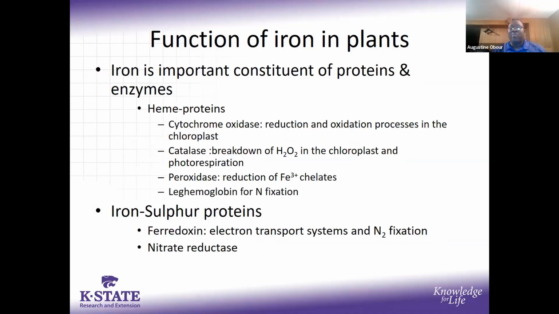Iron is also very important in many proteins and enzymes that we find in the plant. For instance, we have cytochrome oxidase, of which some of the constituents are coming from iron. We have peroxidase, and iron chelate reductase that helps in reduction of iron, where iron plays a very important role. Then we have ferredoxins that are important in the electron transport systems and nitrogen fixation. So we see the importance of iron to the plant is because it's involved in so many enzymes and proteins formations in the plant.